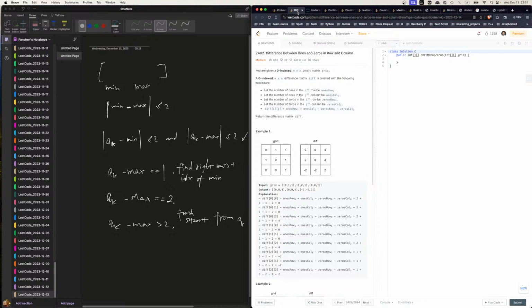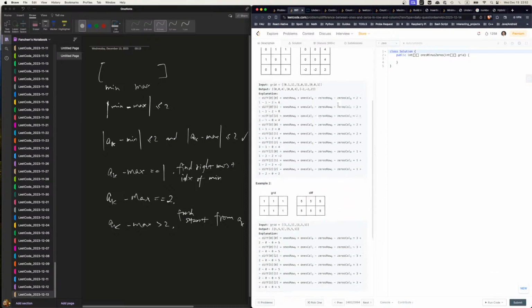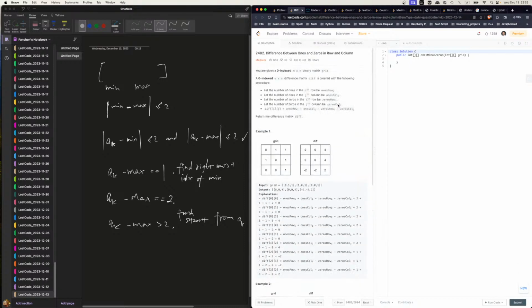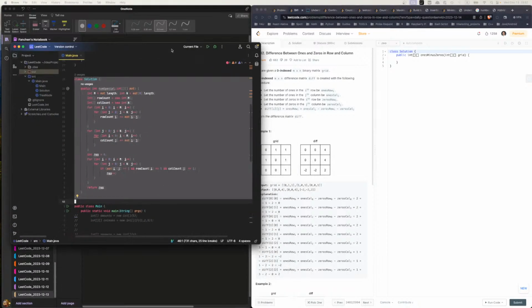So that's the diff, right? The difference between ones and zeros for row i, and the difference between ones and zeros in column j. Return the difference matrix. You just compute, right? Nothing too special on this one. All right, let's just do this.